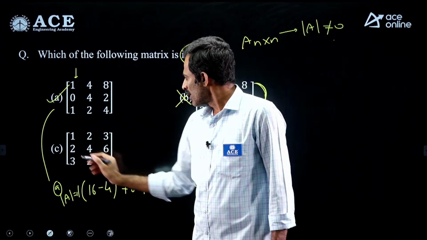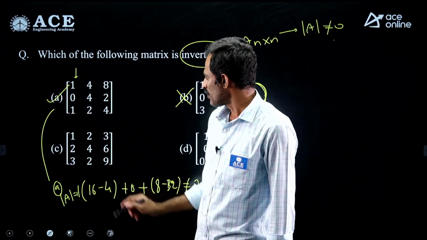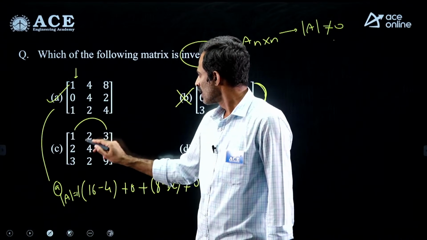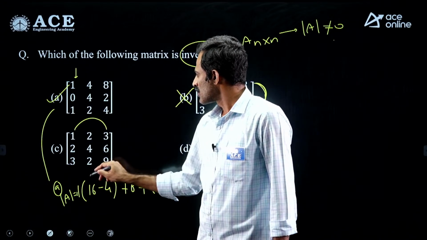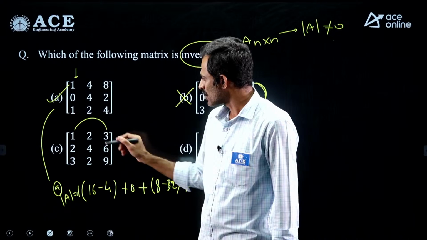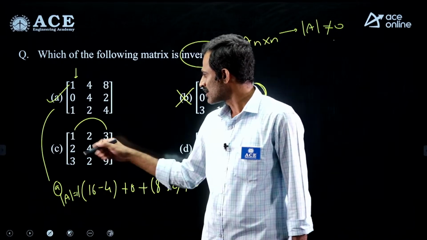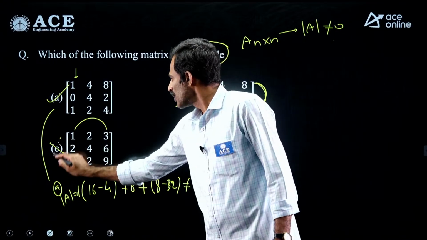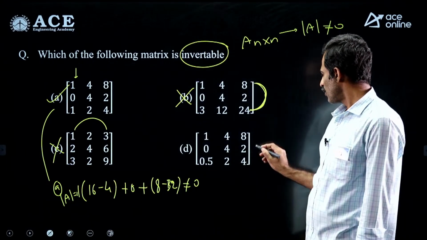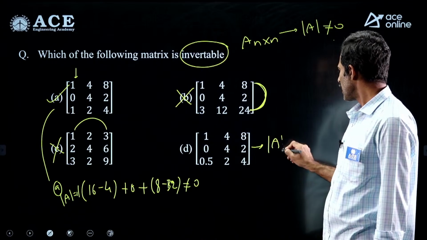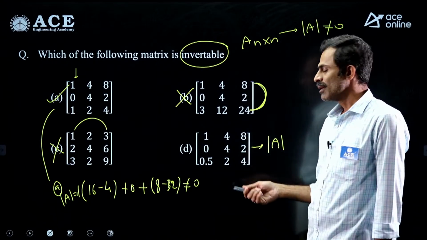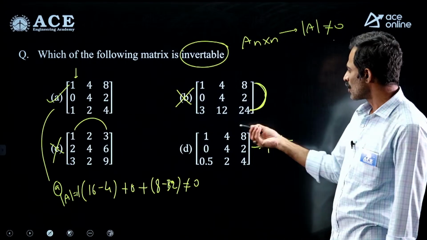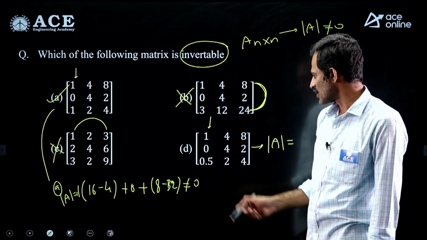Again here, in this option also, if you observe the first and last columns, these two are multiples. Because they are the same or proportional, the determinant is always 0. The matrix is singular. Because it is singular, the matrix is not invertible. So it is also wrong. Next, again, we find the determinant of this matrix. If the determinant is not equal to 0, then it is invertible. If the determinant is 0, it is not invertible. So we just check whether the determinant is 0 or not equal to 0. Again, we expand along the first column.